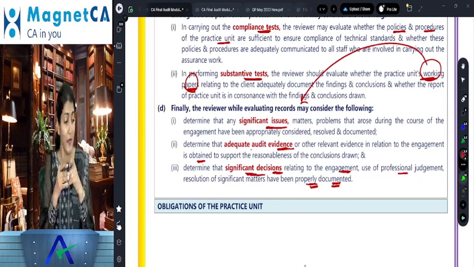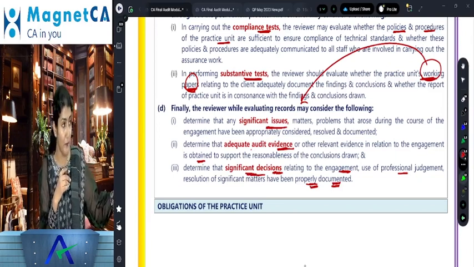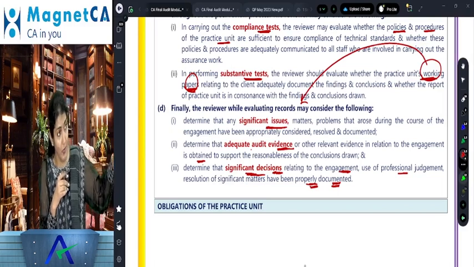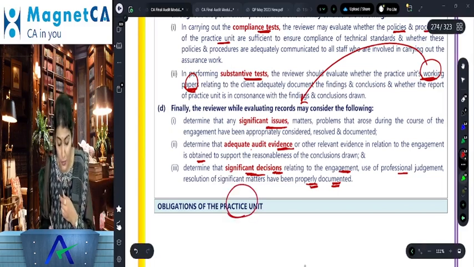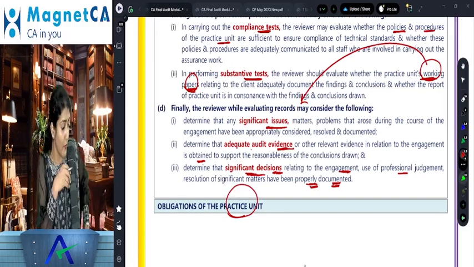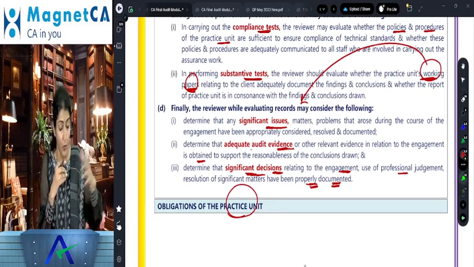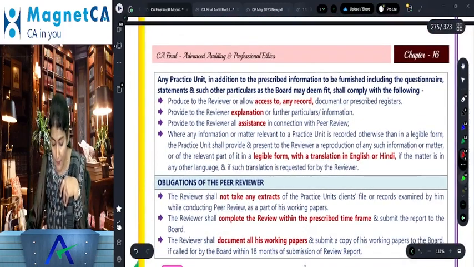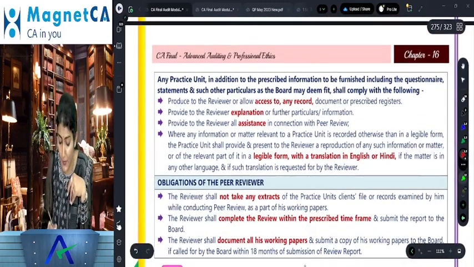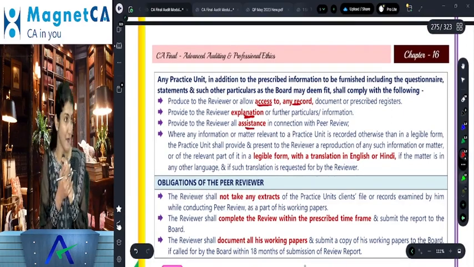Right, now when the reviewer is coming to the practice unit for the purpose of doing the peer review, what is the obligation of the practice unit? One, they say the reviewer has come at 9 o'clock in the morning, nobody is looking at the reviewer. No, what does it say? The practice unit should give all the information, produce to the reviewer all the access to any record, give all the explanation, give all the assistance.